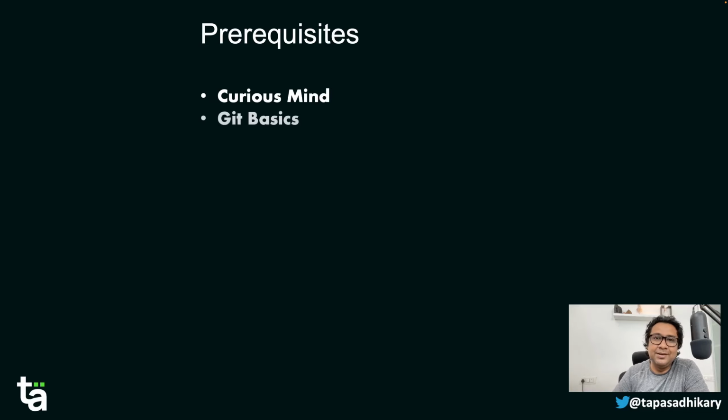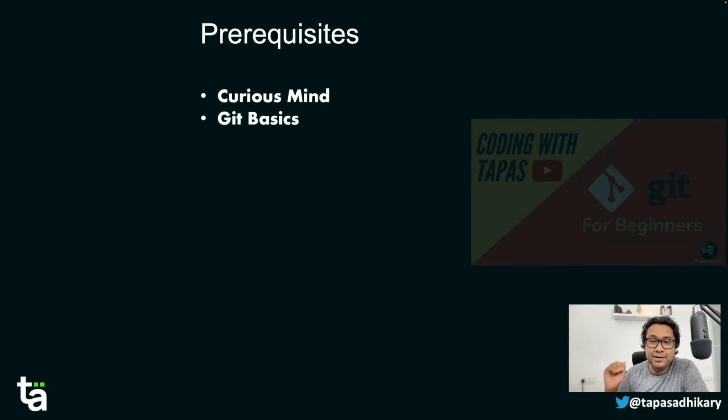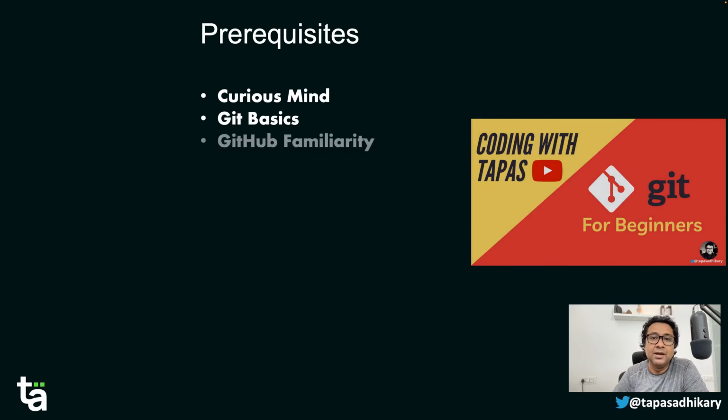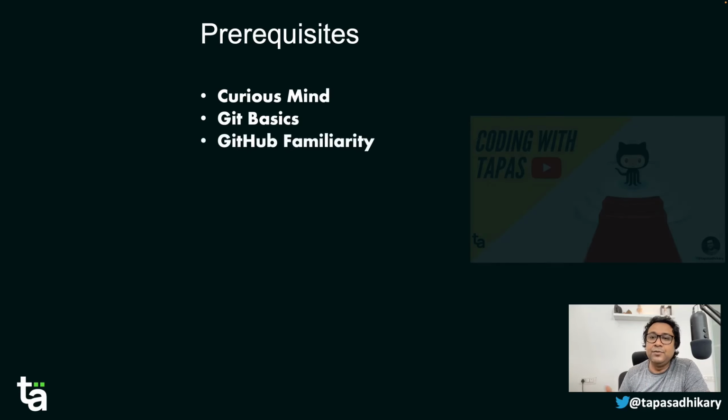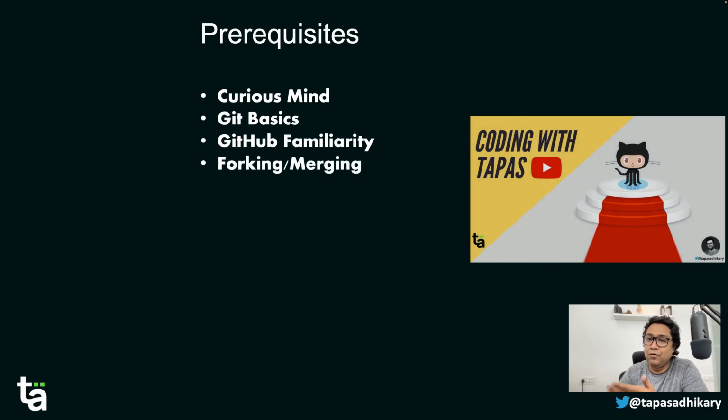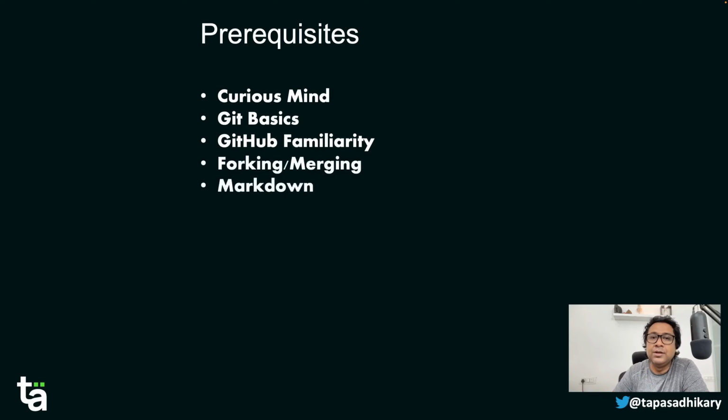So, curious mind, you have to have a basic knowledge of Git. If you're new to Git, I've created a video extensively for Git operations. Please check it out on my YouTube channel. You'll get the Git basics. GitHub, I have created a video again for the GitHub familiarity. Please go ahead and check it. You will get GitHub familiarity, like how to use GitHub and things like that. Forking, merging, we already spoke about it.